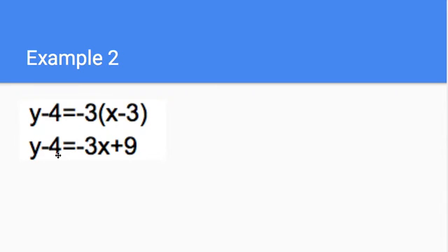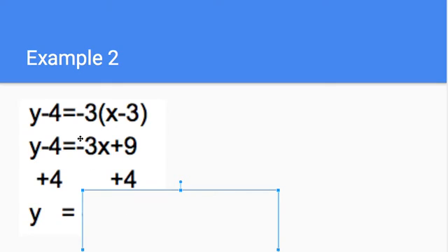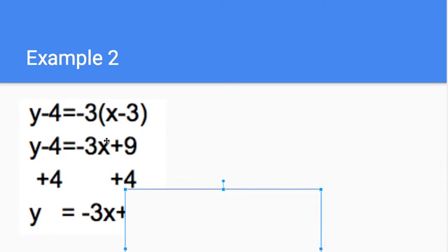Now again, I want to get rid of minus 4. Well, how do I get rid of minus 4? I add 4. So I add 4 to both sides. Now, on the left-hand side, minus 4 plus 4 is 0. So that leaves me with just y by itself. On the right-hand side, I can't combine negative 3x and 4. Those are not like terms. So the negative 3x just comes down. 9 plus 4 is 13. So my equation now becomes y is equal to negative 3x plus 13. Negative 3 is my slope. My y-intercept is 13.